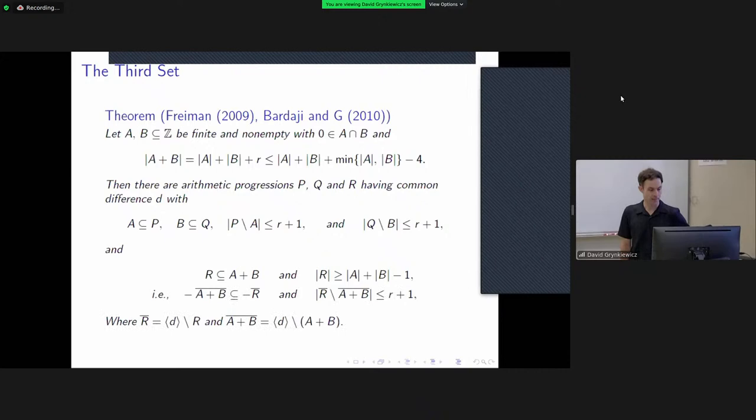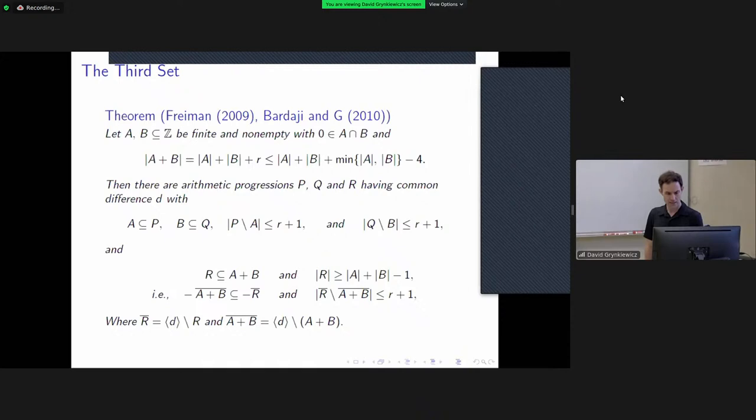And like I mentioned, if you take the complement of the sumset, and I'm going to throw a little negative sign there, though it may or may not be clear why I'm doing this, that's well contained inside the complement of the arithmetic progression, with at most r plus 1 holes. These are basically equivalent statements when you do a short calculation. And while R isn't an arithmetic progression inside Z, it's close to being one.